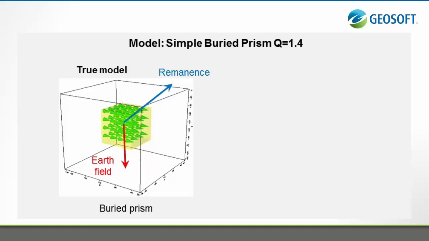What we have here is a simple prism, a cube oriented in the ground, and we're going to assume we have an Earth field vertical, and we're going to assume a remanence, an actual remanence in the rock pointing off in this direction with a Koenigsberger ratio of 1.4, which means that it's remanently magnetized 1.4 times the magnetization it would have by susceptibility in a vertical direction. And if I add those two vectors together, I will actually end up with a horizontal magnetization in the cube that looks like those little green arrows you see here.